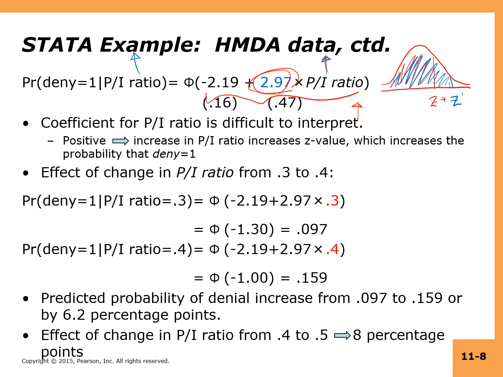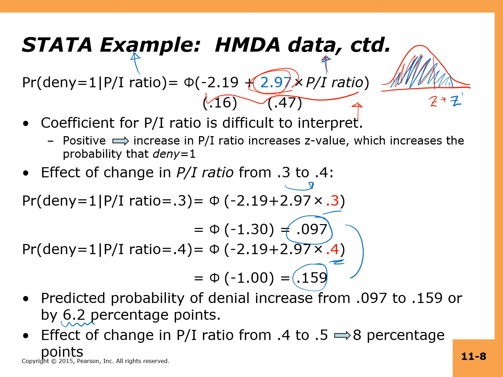Now let's look at what happens to the probability of being denied if the PI ratio increases from 0.3 to 0.4. We can calculate this by plugging in 0.3 and 0.4 into the Probit regression function, and we get 0.097 when you plug in 0.3 for PI ratio and then 0.159. Which means that when the PI ratio increases from 0.3 to 0.4, the probability of being denied increases by 6.2 percentage points, which is the difference between the two probabilities.